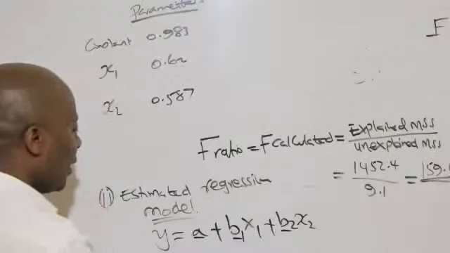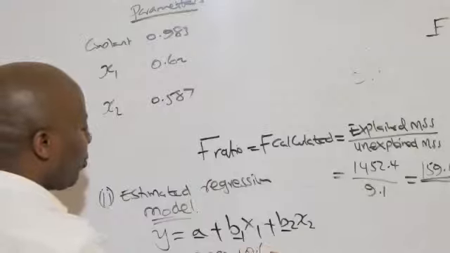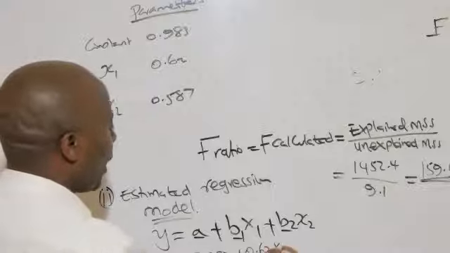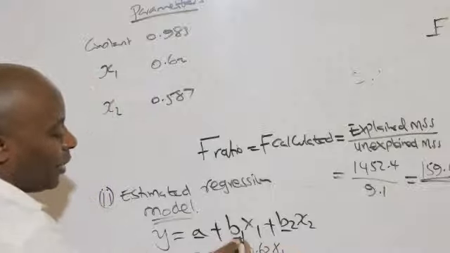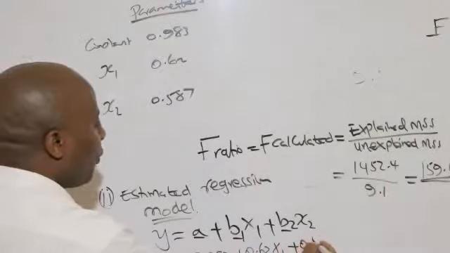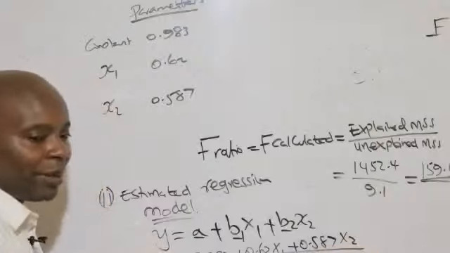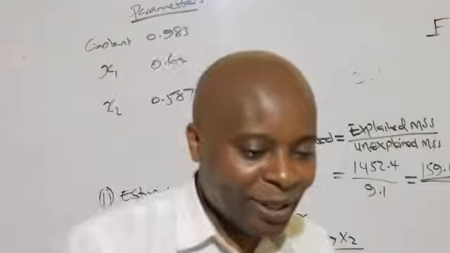So our Y will be equal to a, which is 0.983, plus b1, which is 0.62 x1, plus b2, which is 0.587 x2, and then you double underline. You get all the marks.